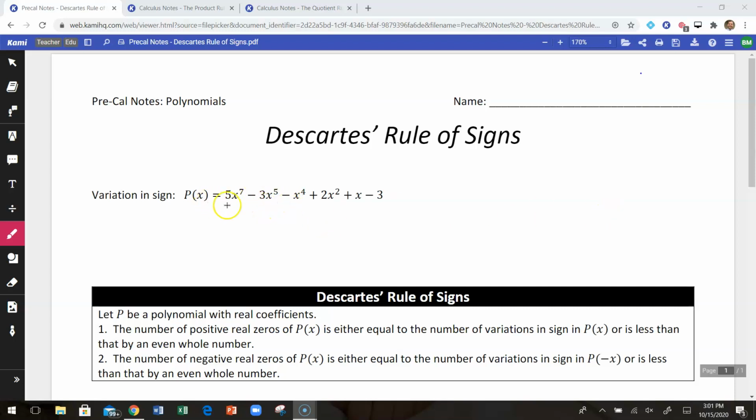Okay, so let's talk about how many variations in sign we have from left to right here. So we go from a positive to a negative here, but then we still stay negative for the next term. Then we go from a negative to a positive, and then it stays positive again, and then our last one goes from a positive to a negative. So there are three variations in sign in this problem.